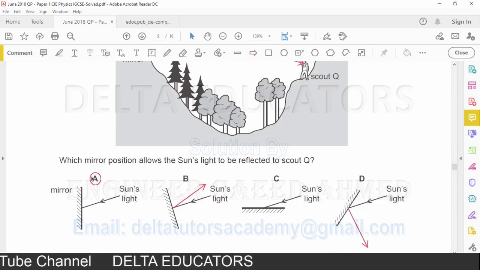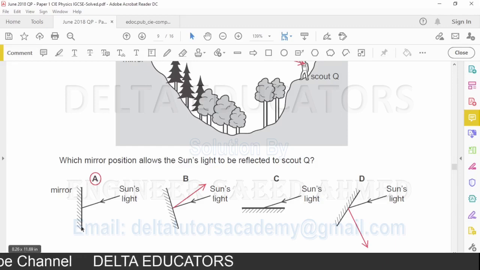Only in option A, we have observed that when we place a mirror in a vertical position, the light will be reflected back and it will reach Scout Q. So the correct option is option A.